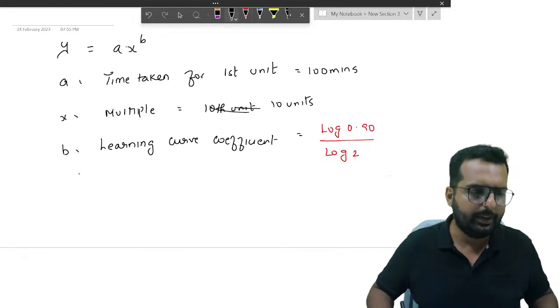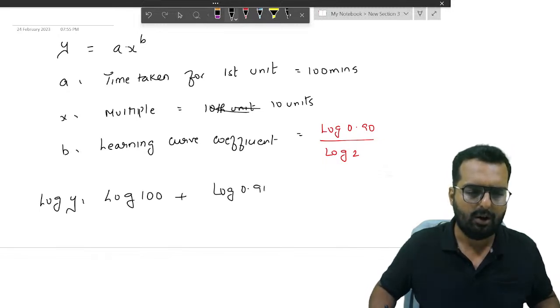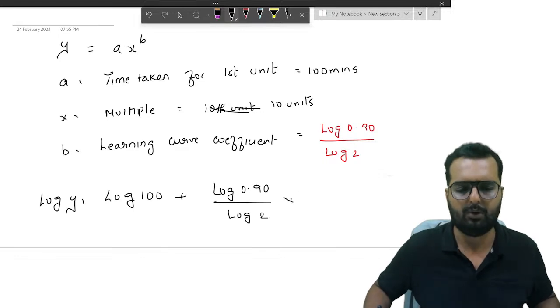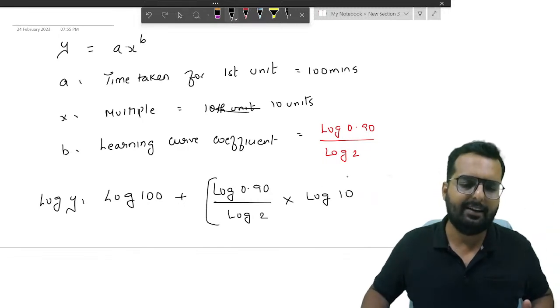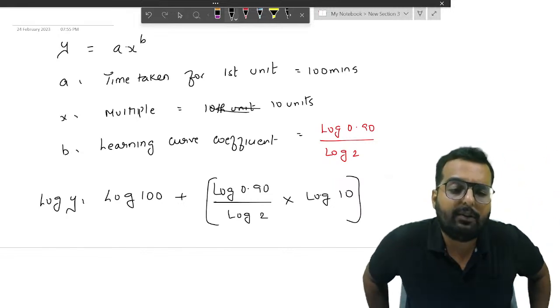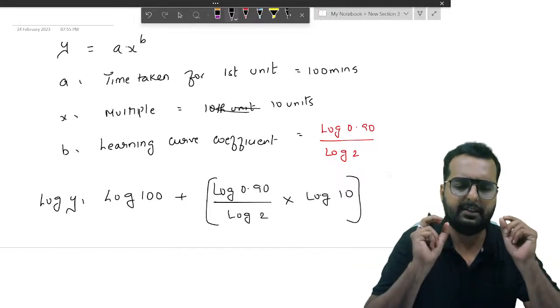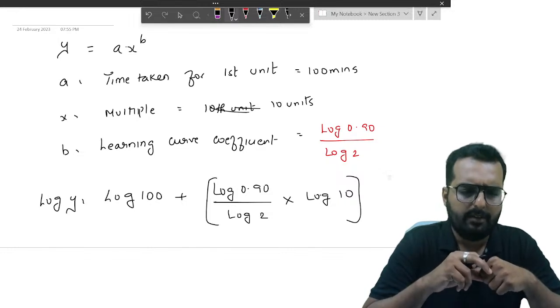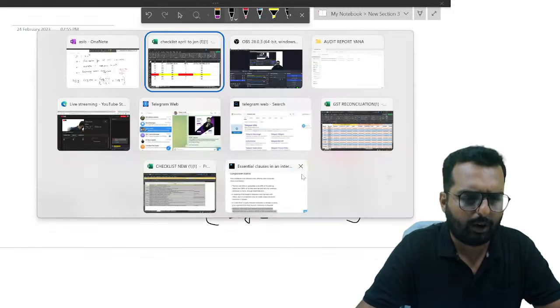So keeping this, my equation would be log y is equal to log a, that is log 100, plus log 0.9 divided by log 2 multiplied by log 10, that is ax raised to b. So when you do ax, it is raised to in normal terms, what will it be in logarithm terms, friends? It will be multiplication in the logarithm terms. I am not going in depth of logarithm, but this is how you are supposed to do it. Alright, I believe you are all clear with this part. So now let us go and find out what the log values are.